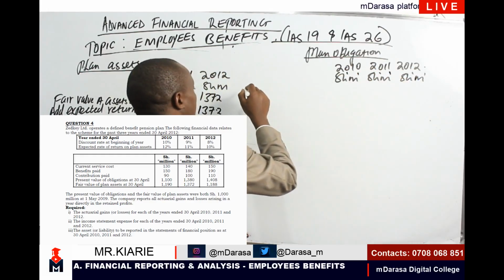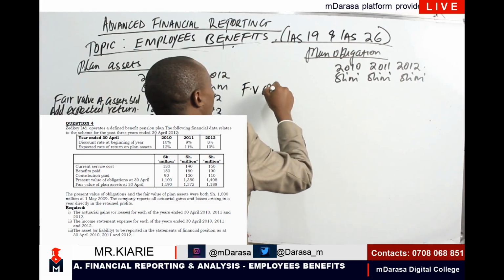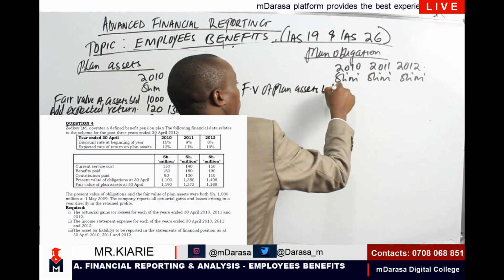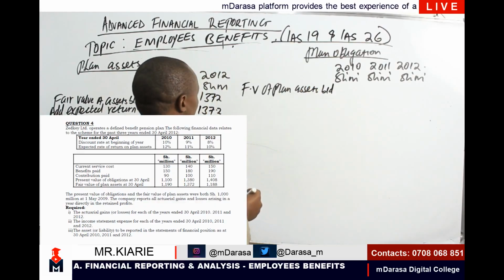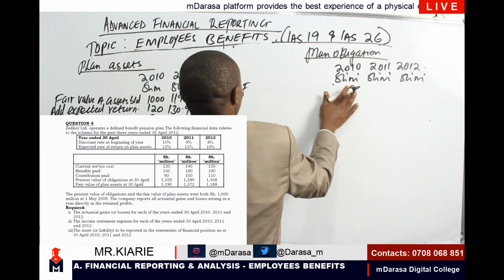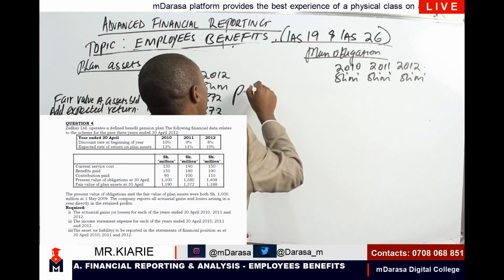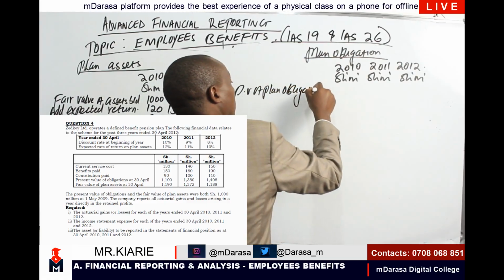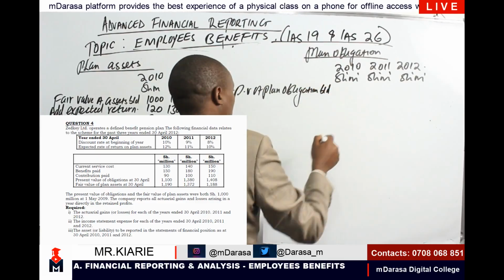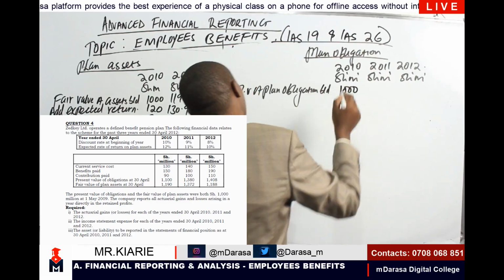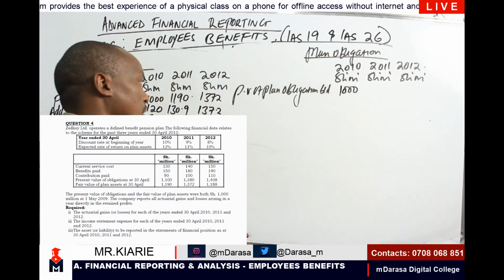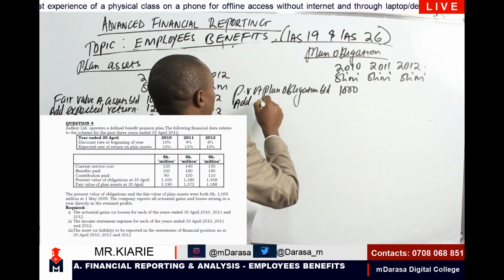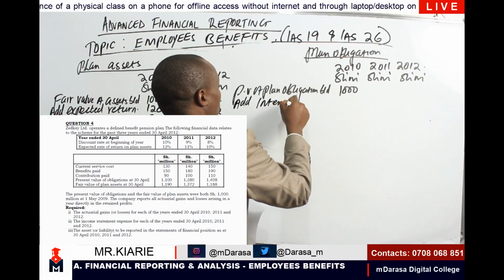We are going to start with the present value of plan obligation brought down. We know that for both assets and obligation, they both had 1,000. Then you add interest on obligation.